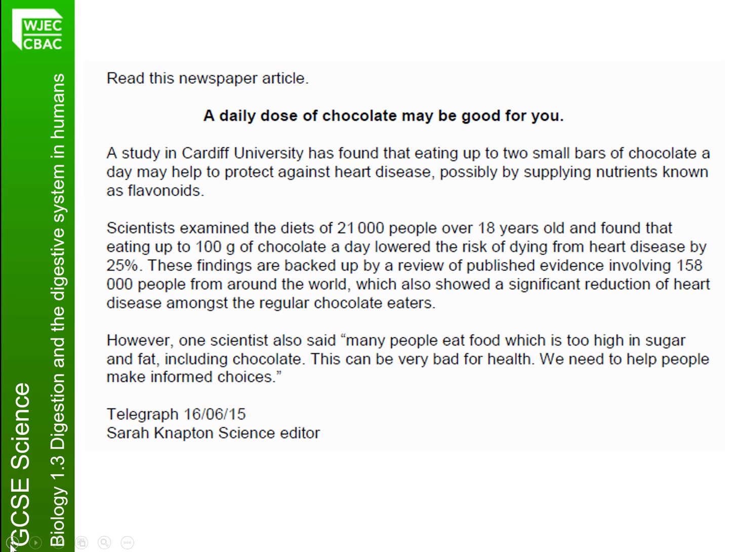So the first set of questions you were asked to do was about an experiment carried out by Cardiff University, where they were looking at whether a daily dose of chocolate may be good for you. So we're going to go through the answers to this one first. So this is pages 27, 28 and 29 in your booklet. Okay, so I'm going to show you now the mark scheme for these questions.